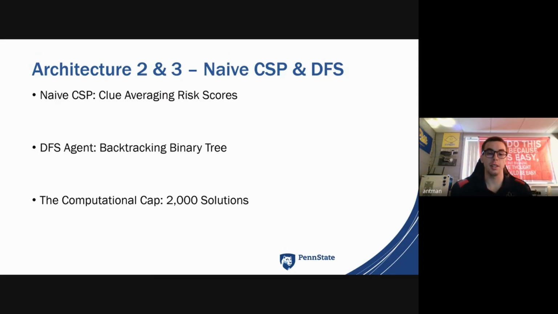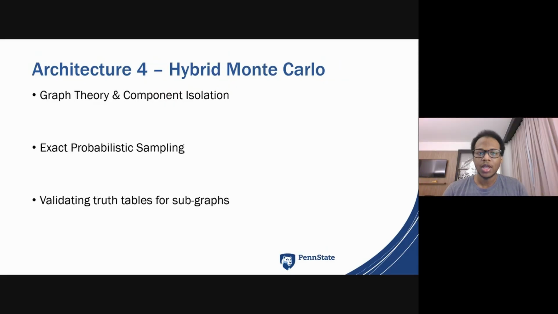Next, we built the DFS agent. This moves away from the linear algebra and uses a depth-first search. It builds a backtracking binary tree, recursively assigning a 0 or 1 to every cell on the fringe. However, to prevent the algorithm from stalling on that 2 to the n search space, we placed a hard computational limit on it, forcing the search to terminate after discovering 2,000 valid solutions, which it then aggregates to make a choice.